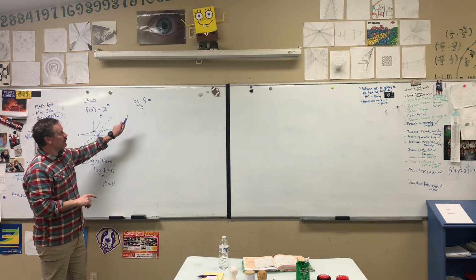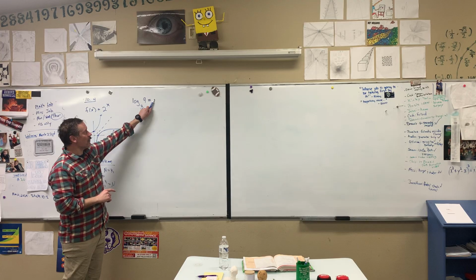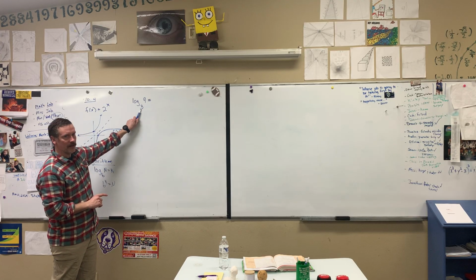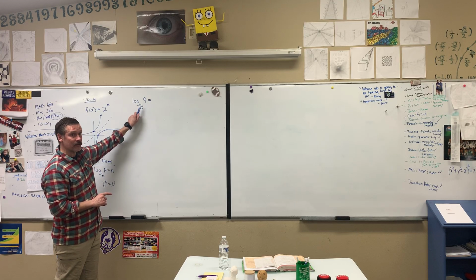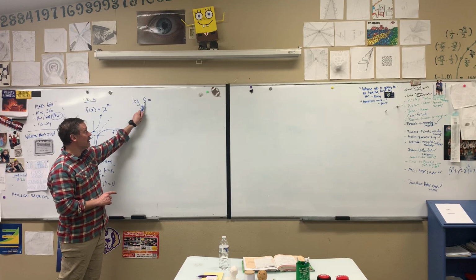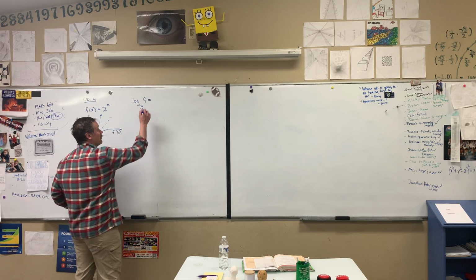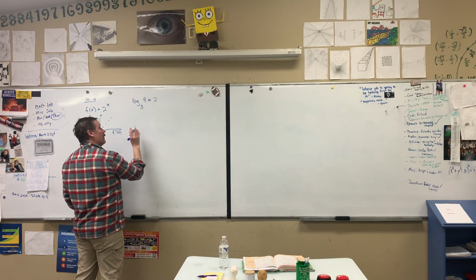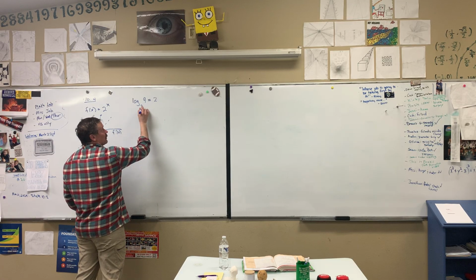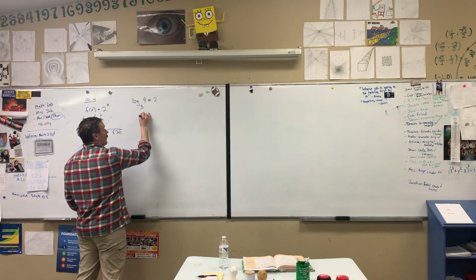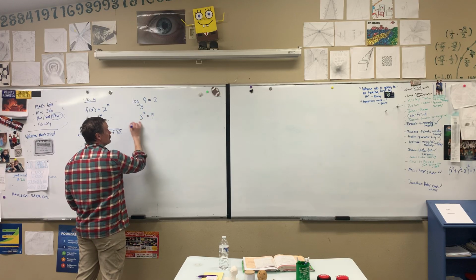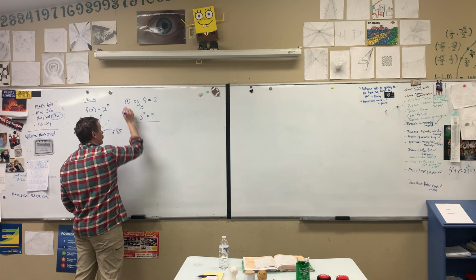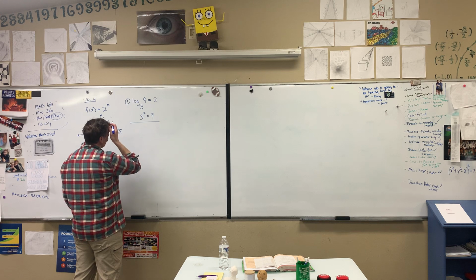So again, you're saying 3 to the what? This part is your exponent, this part is your base, and then this is the value that it equals. So 3 to the what gives you 9. So log base 3 of 9 is equal to 2. Now, in exponential form, that would simply be 3 squared equals 9. Okay? I guess we could call that number 1.